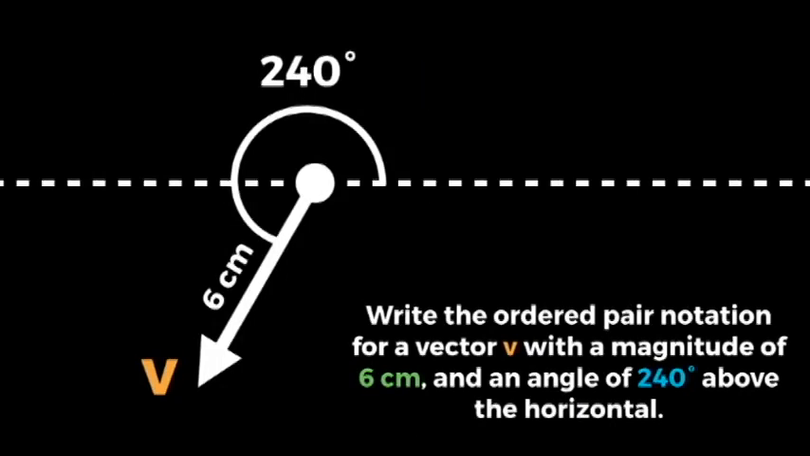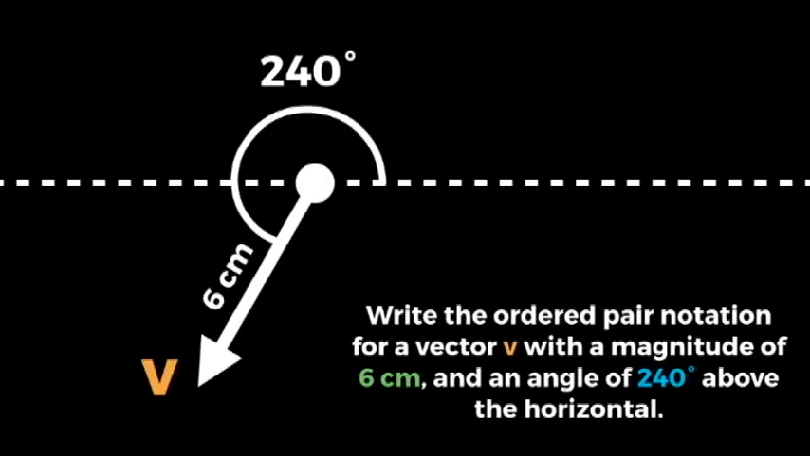Write the ordered pair notation for a vector v with a magnitude of 6 centimeters and an angle of 240 degrees above the horizontal. Now, before we even get started, notice that the vector isn't actually above the horizontal, but is instead swept out 240 degrees from the horizontal. We measure the angle 240 degrees from this horizontal line, and we measure it counterclockwise.